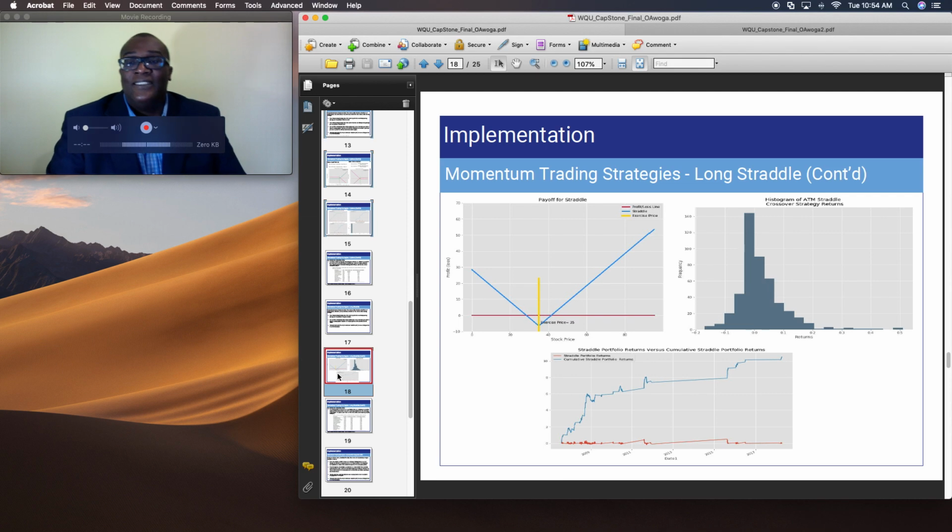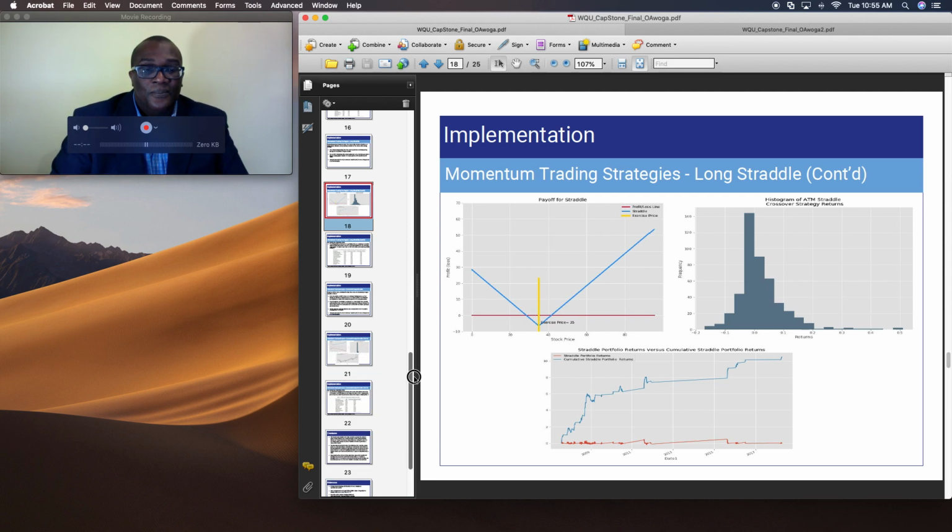To emphasize, we entered a long straddle position for 90 days, and then the next day, we calculated the amount that will be required to exit the position, and that forms the basis for calculating our return. Again, the distribution of the returns seems to follow a normal curve.